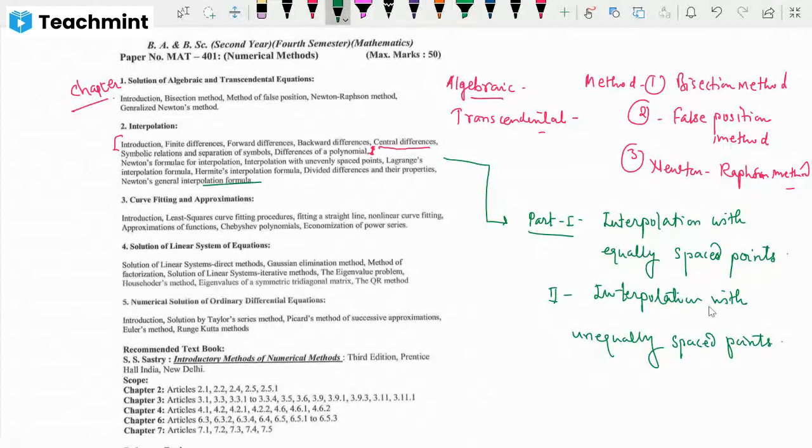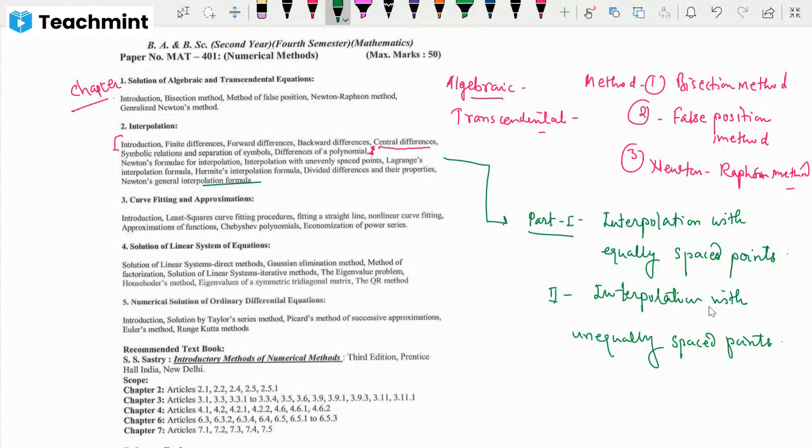Then chapter number 3, that is curve fitting and approximations. So what is curve fitting? There is the least square method for curve fitting, called least square curve fitting procedures. We'll see its introduction, in which we'll see what is interpolation and what is curve fitting. Interpolation and curve fitting are two different techniques.